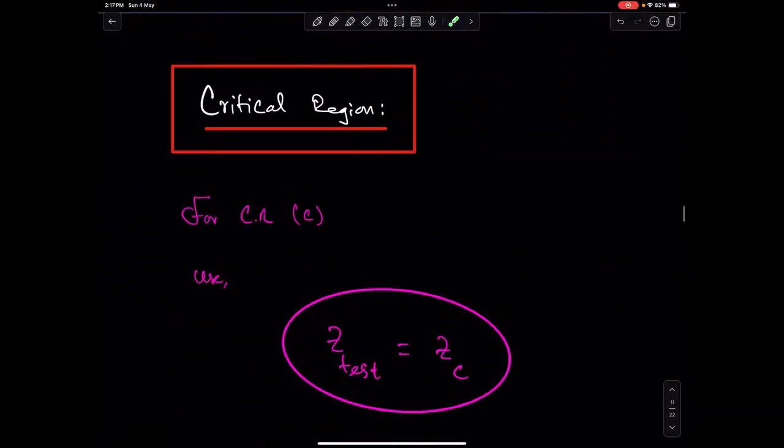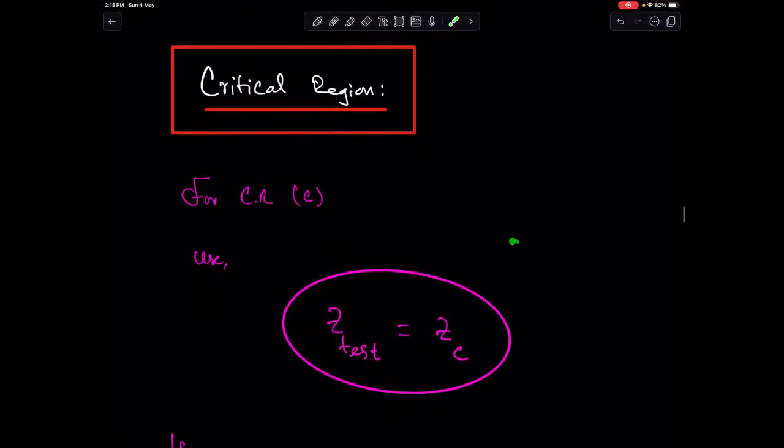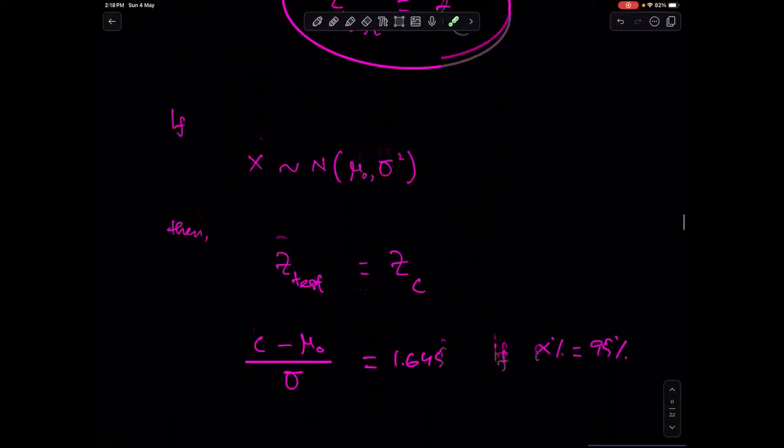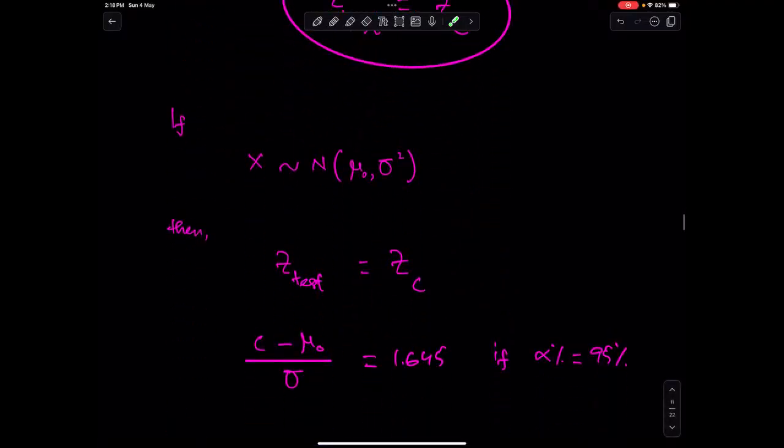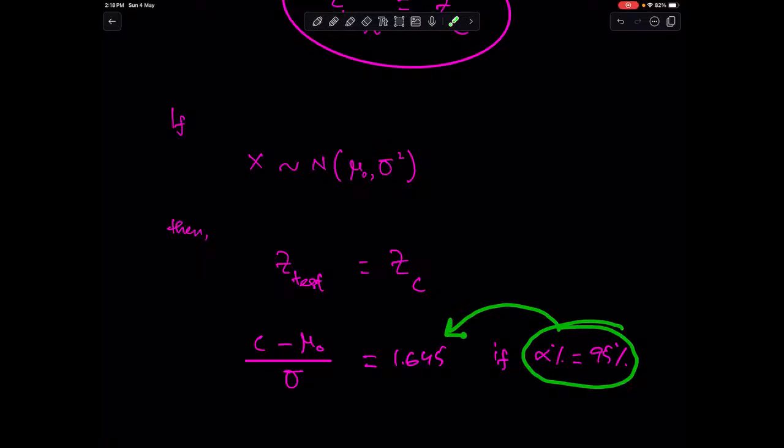Now, how to find critical region in discrete distributions? Critical region for continuous distributions, use this formula: Z test is equal to Z critical for critical region. For example, Z alpha percent is 95%, so the corresponding Z value is 1.645. So write that value here.